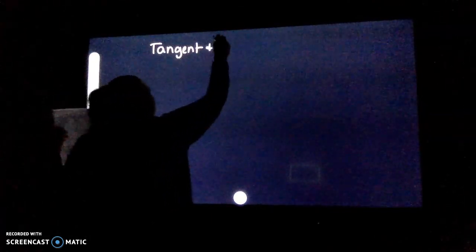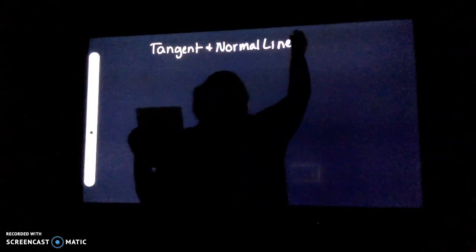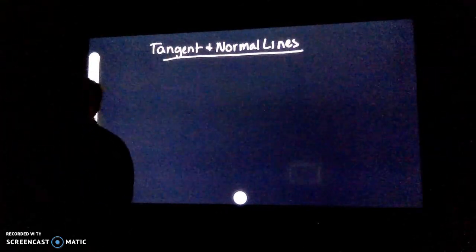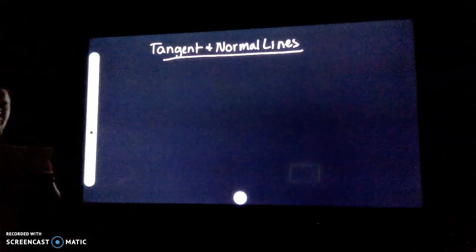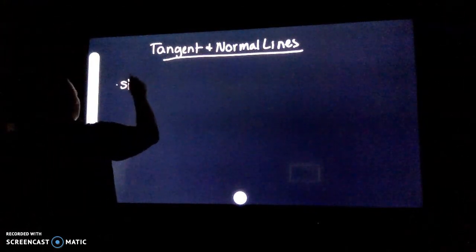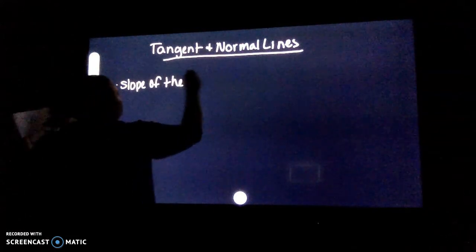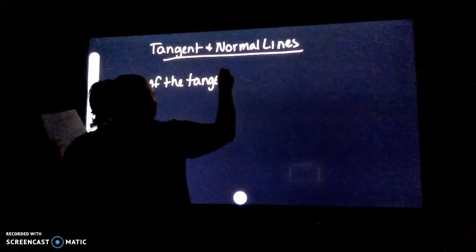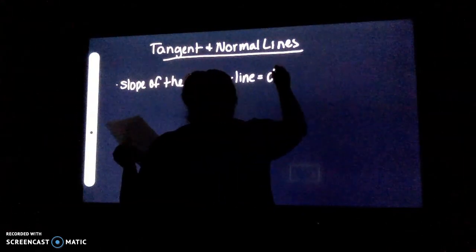Okay, so what we're going to be doing today is calculating tangent and normal lines to a curve. These are going to be equations based off of a slope and a point, so you're going to need to remember your point-slope form. It's also important to note that the slope of the tangent line is equal to the derivative of the function.